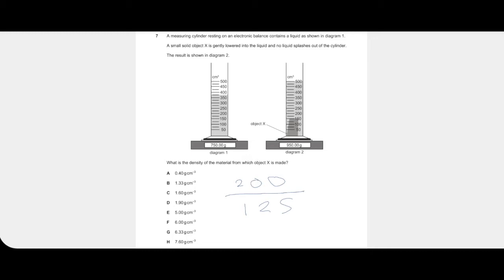We need to simplify it down. You could divide it by 5 and 5 again. That gives you a fraction of 8 over 5. That could be simplified to 1.6 grams per centimeter cubed. And therefore the answer is C. And that is question number 7 completed.